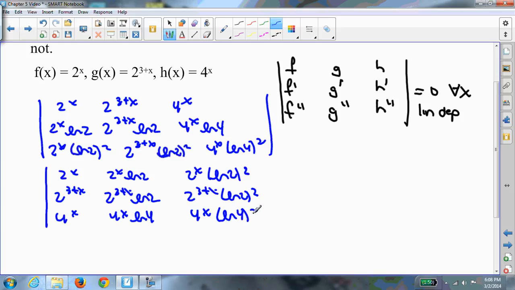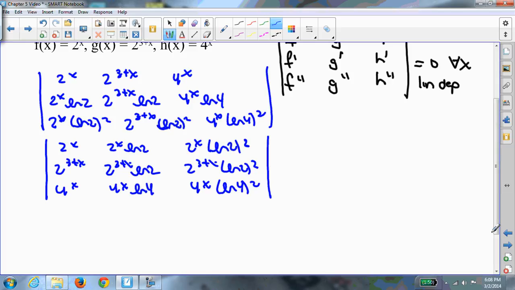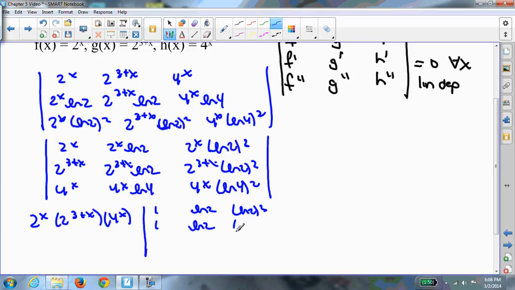Now, I changed it to its transpose because the determinant of A is equal to the determinant of A transpose. Plus, I can do some of that factoring stuff that we did back in chapter 2. So I'm going to factor out a 2 to the x, and a 2 to the 3 plus x, and a 4 to the x out of the first, second, and third rows in that order. So I will have 1, ln of 2, ln of 2 squared, 1, ln of 2, ln of 2 squared, 1, ln of 4, and ln of 4 squared.